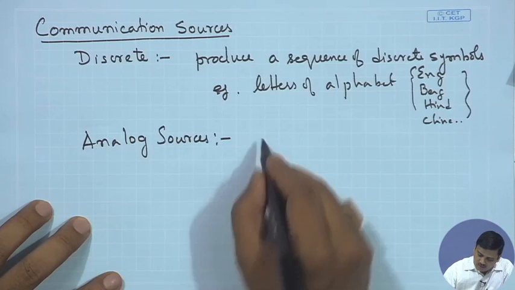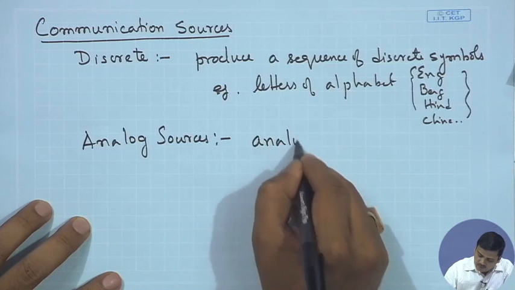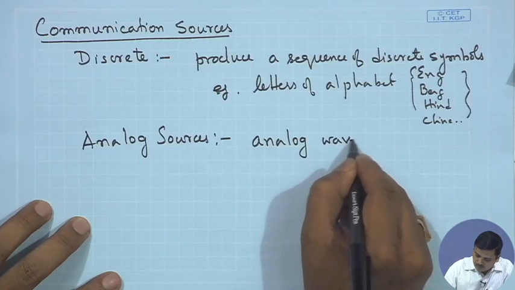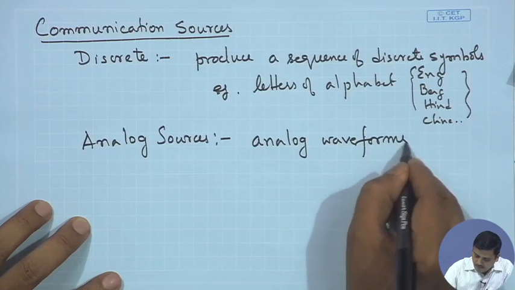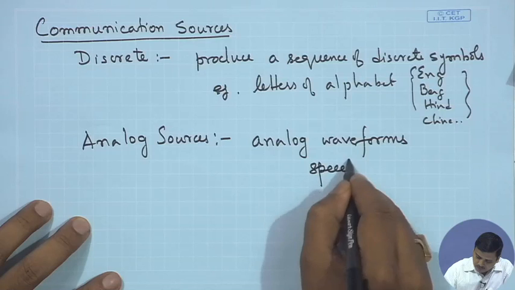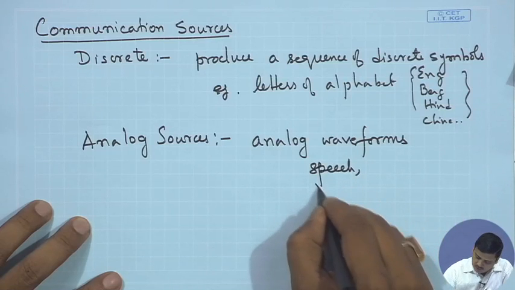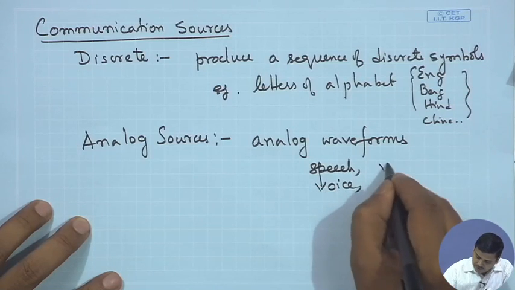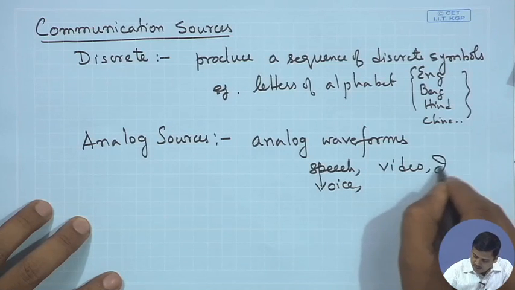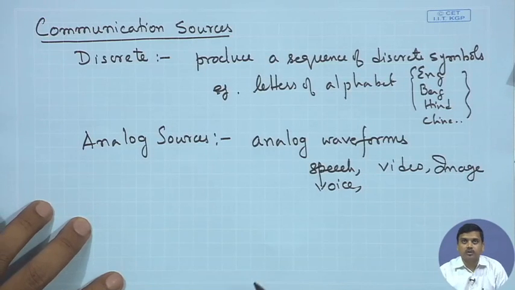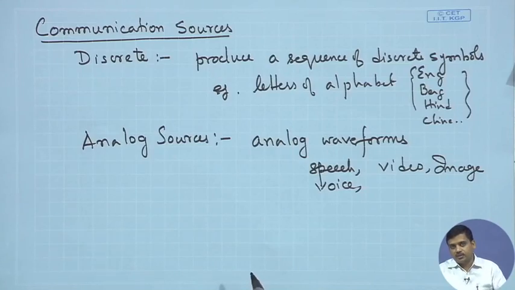So when you have analog sources, they are analog waveforms, of course. Example, speech, voice, video, image, photograph, and so on and so forth. Of course, they can be digitized. That's what we have said. You can always digitize them, but primarily they are analog sources. A picture is an analog source, the original one. But then, of course, the way you capture it, it becomes a digital thing.